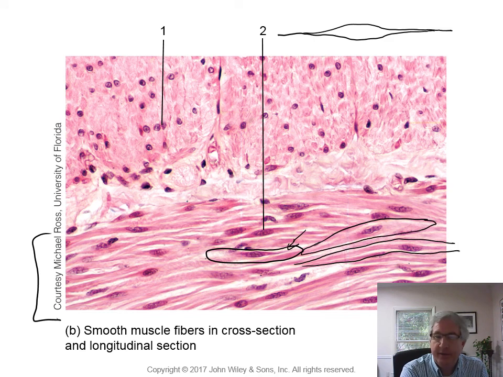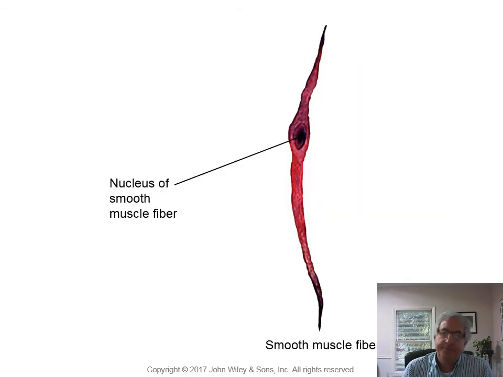So if you look inside there, it's cut off part of it, I think. But anyway, you can see the spindle shape of all of these cells. So that's what smooth muscle looks like. All right, next slide. So here's the nucleus of a smooth muscle fiber, showing the thin ends and the fat middle, spindle shaped. Next slide.